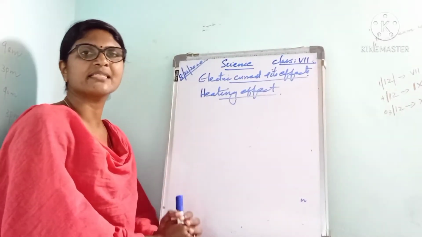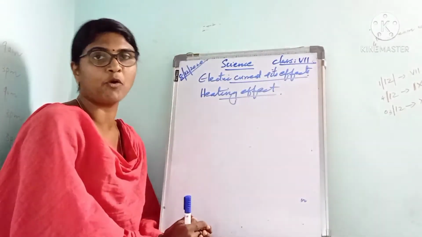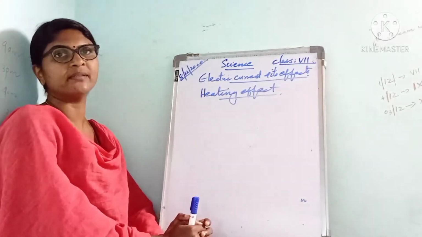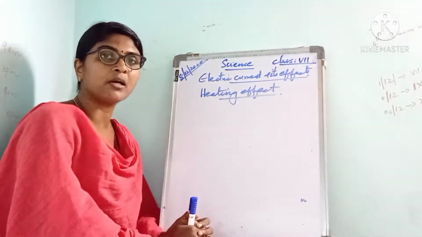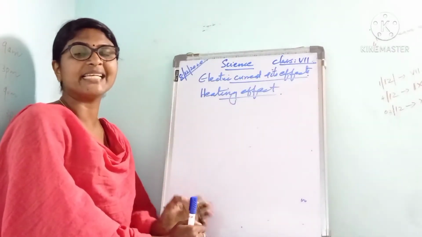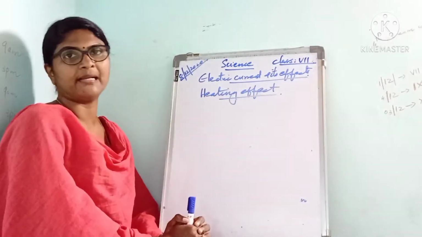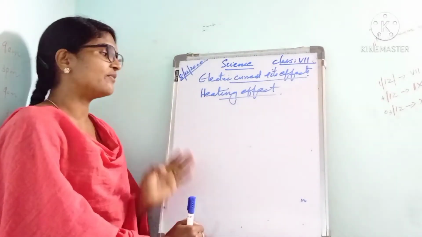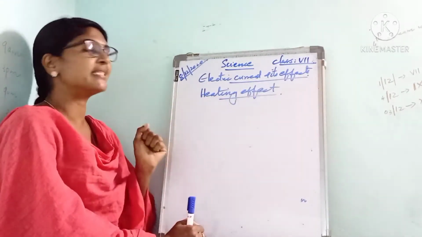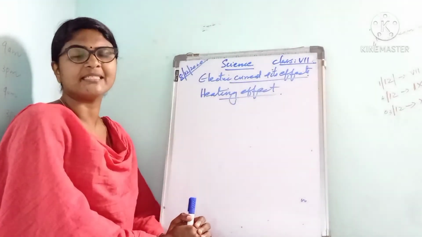Last class we discussed the electric circuit and the symbols of various electric components, and we also learned about the LED, that is, light emitting diode, and the combination of electric cells in series. We can connect the cells in two ways, series and parallel, isn't it? Today's class we are talking about the heating effect of electric current.